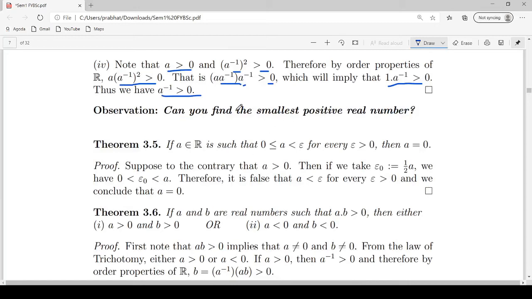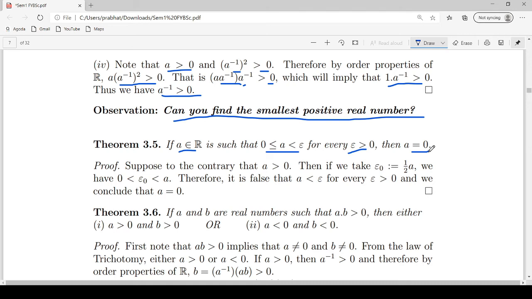Now one question is there. Can you find the smallest positive real number? The answer is no, and that is answered in the next theorem. Let's see the statement of our theorem. This theorem states if a is any real number such that a is greater than or equal to 0 and less than epsilon for every epsilon greater than 0, then a must be equal to 0.